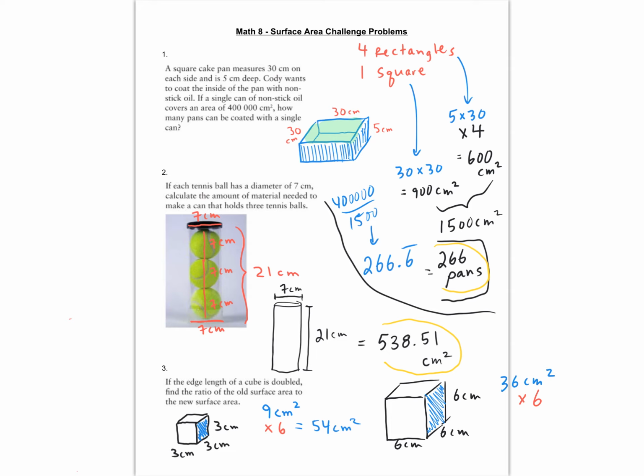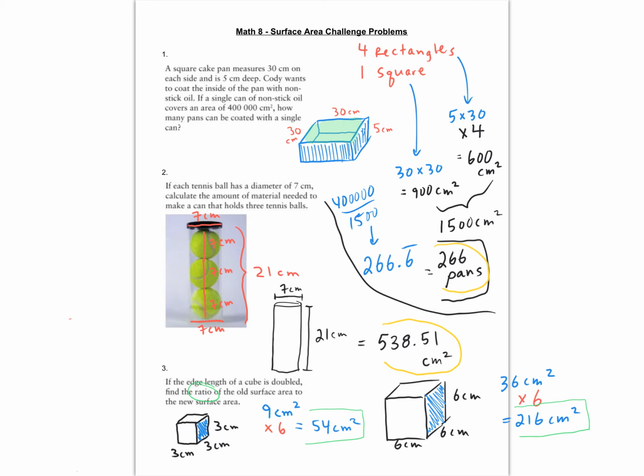So we've doubled the side length. We've got one side equaling 36 centimeters squared. And there's 6 of them, so the total surface area is going to be 216 centimeters squared. Okay, so we're going to deal with 54, and we're going to deal with 216. Now the question asks for the ratio. So what's the ratio going to be between the old surface area and the new surface area.